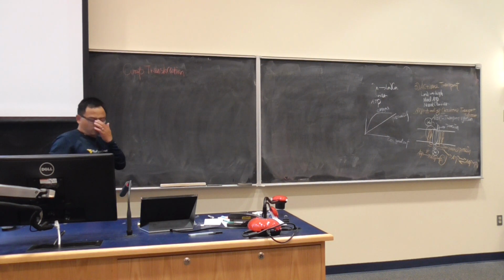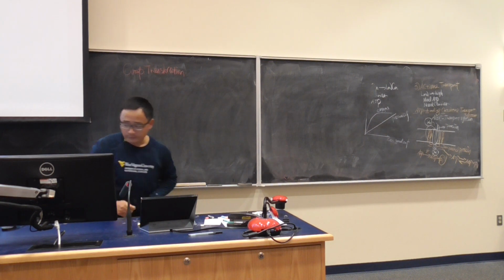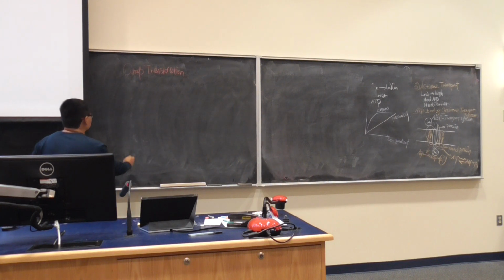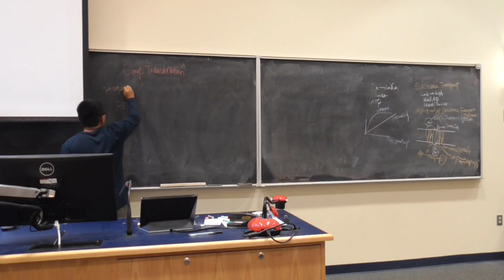Okay, group translocation, what it looks like. They require a system called PEP. What is this? Phosphoenolpyruvate.